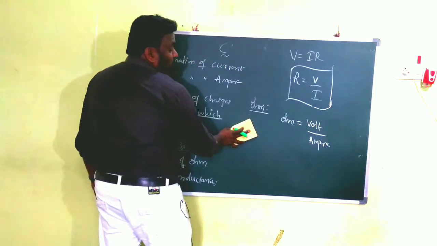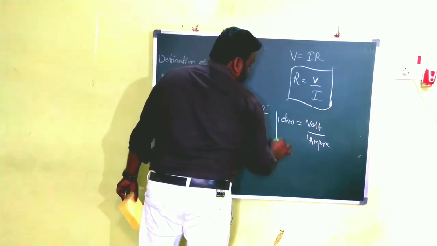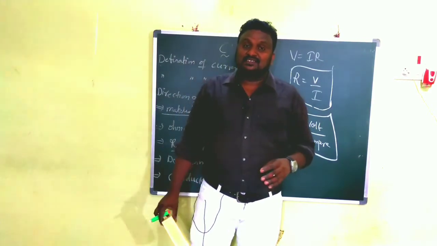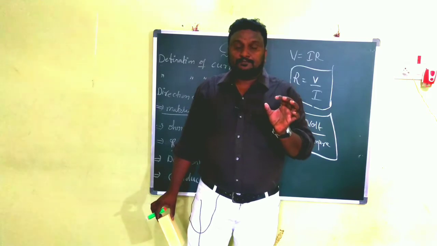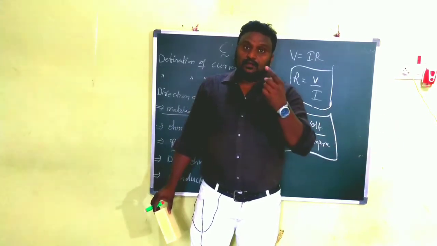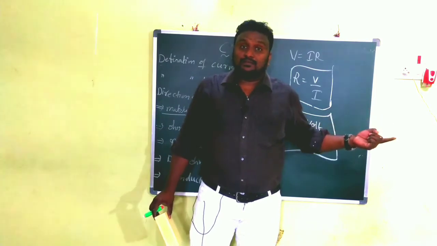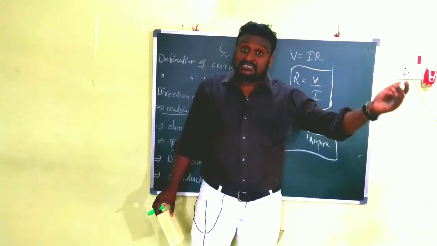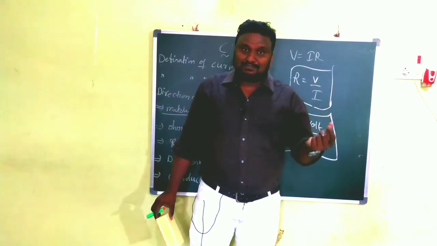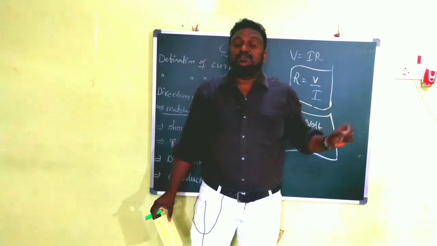So now the definition of ohm. Children, 1 ohm is equal to 1 volt per 1 ampere. That means if 1 volt potential difference is applied and 1 ampere current passes through the conductor, then the resistance of that conductor is said to be 1 ohm. Got my point, children? 1 volt is applied, then how much current is passing? 1 ampere. At that time the resistance of the conductor is said to be 1 ohm.